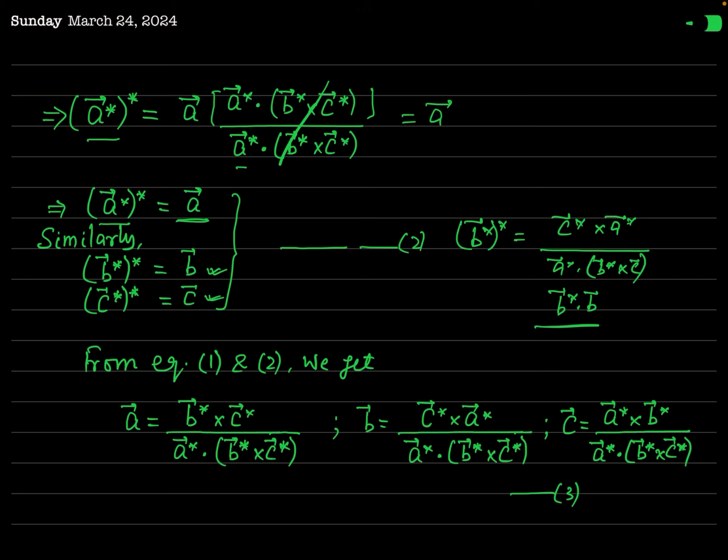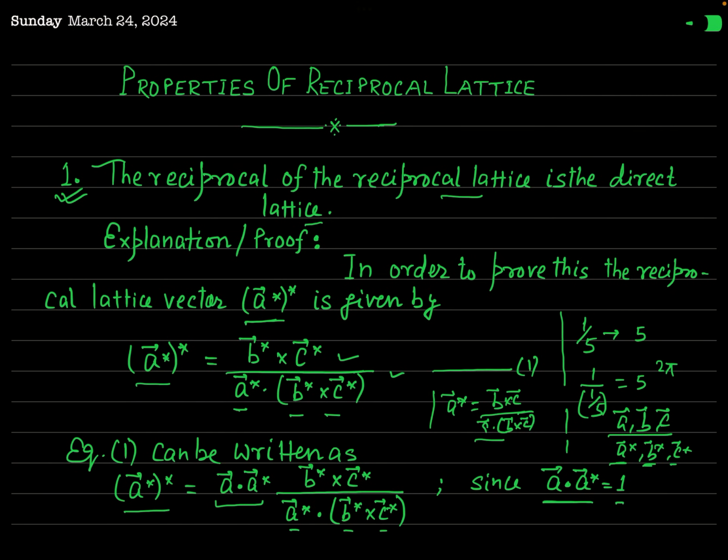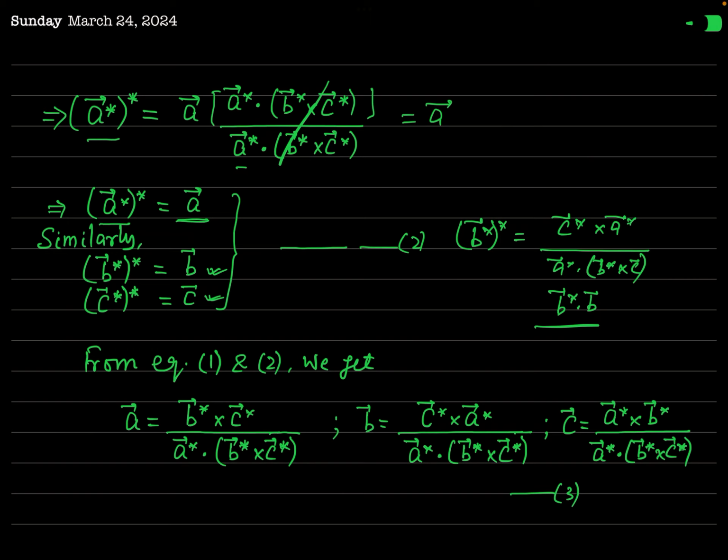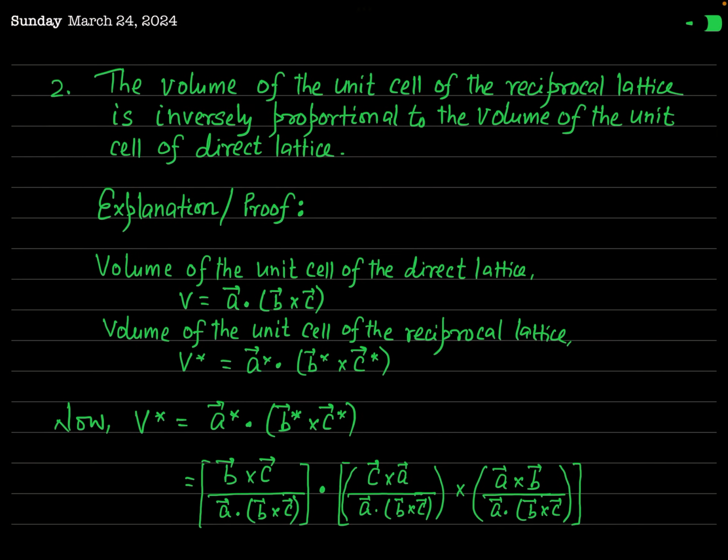So from here you can easily see that in place of A star in this equation 1, we can now write A. So A will be equal to B star cross C star divided by A star dot B star cross C star. Similarly, B is equal to this much and C is equal to this much. So from these results, it is obvious that the reciprocal of the reciprocal lattice is the direct lattice. In this way we can prove it. I hope you have understood the calculation.